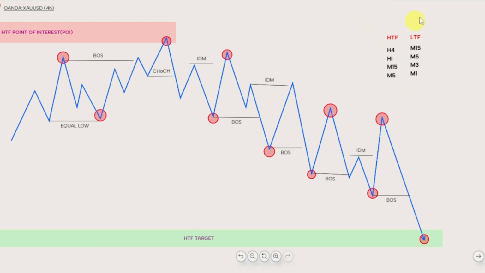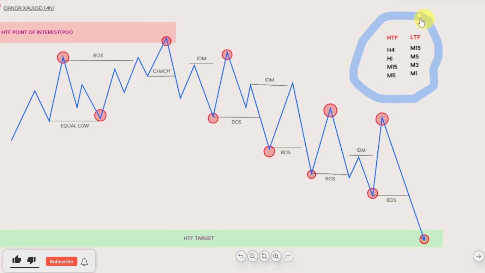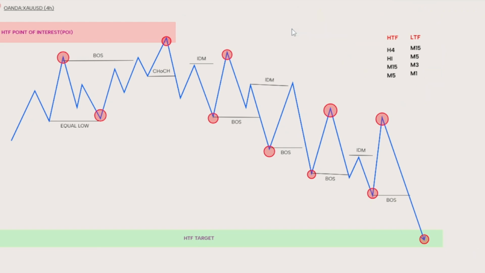So this is the time frame you need to be using. If you mark your key levels on a 4 hour time frame, you need to scale down to the 15 minutes as your entry zone. On the 1 hour time frame, use 5 minutes as your entry zone. On a 15-minute time frame, use 3 minutes as your entry zone. And on the 5 minutes, use 1 minute as your entry zone. So this is the time frame to use for these entries.